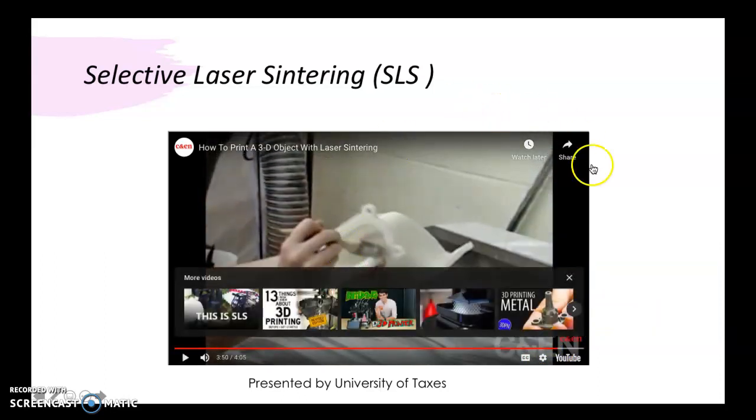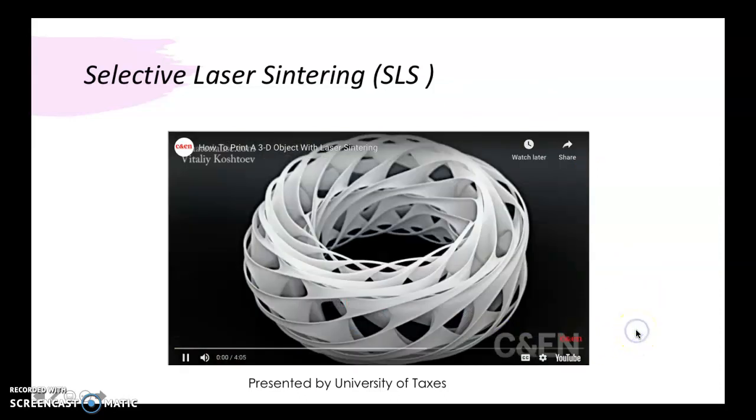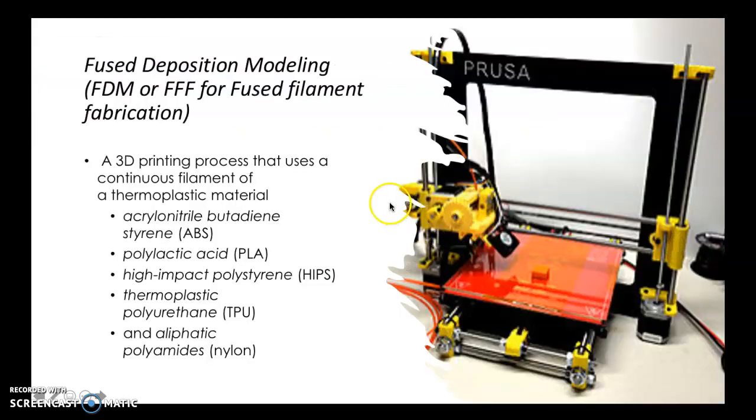So this is an example compared to SLS. Fused deposition modeling basically uses a plastic wire, melts it down, and the material glues itself together with the heat. The materials can be ABS, PLA, even nylon.